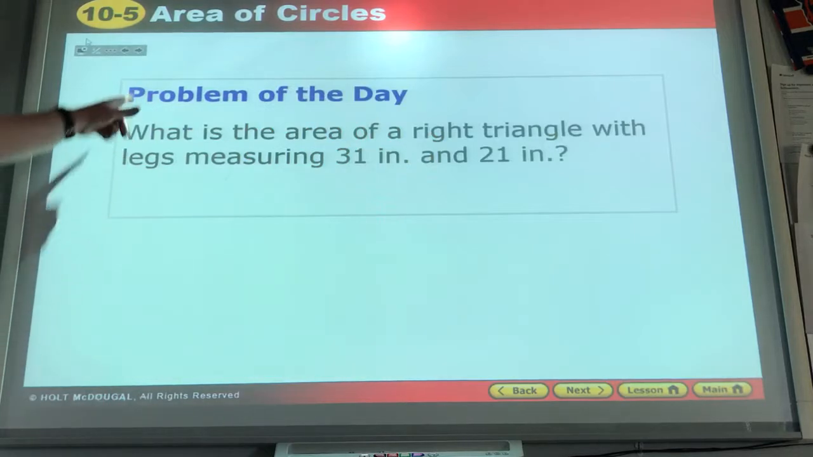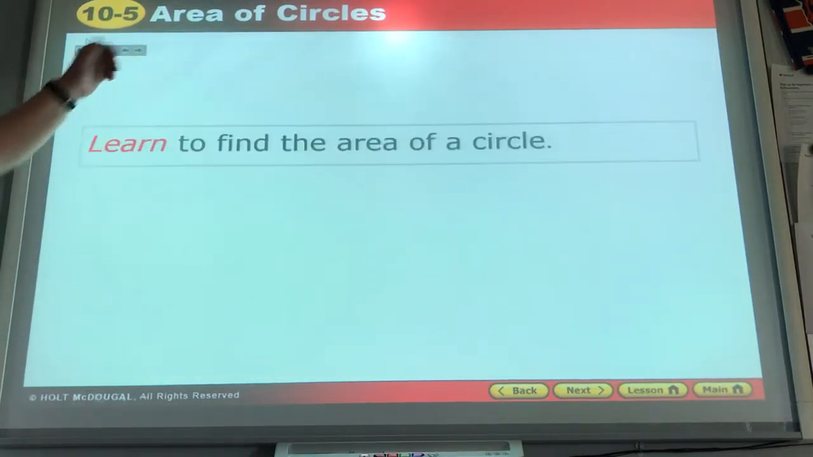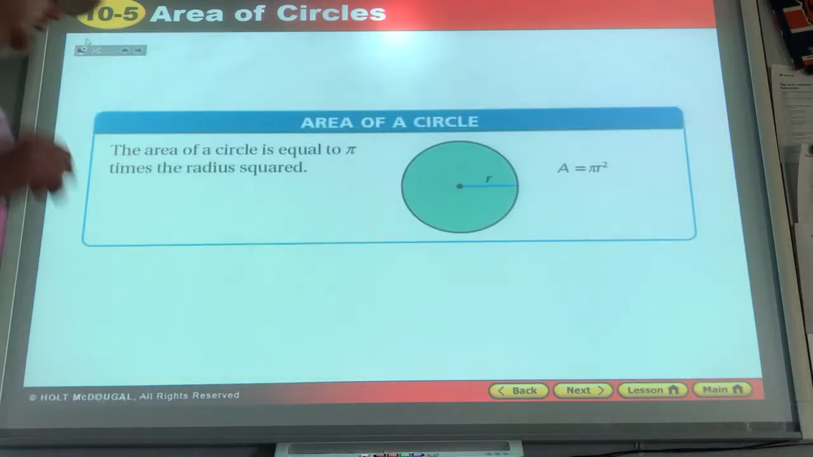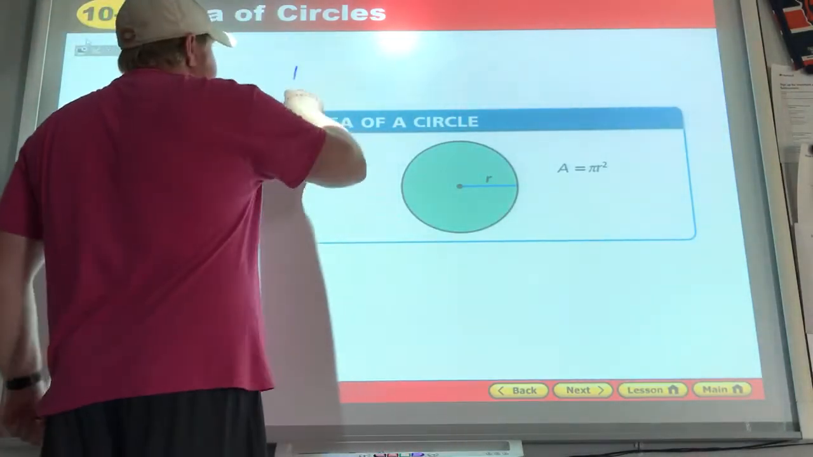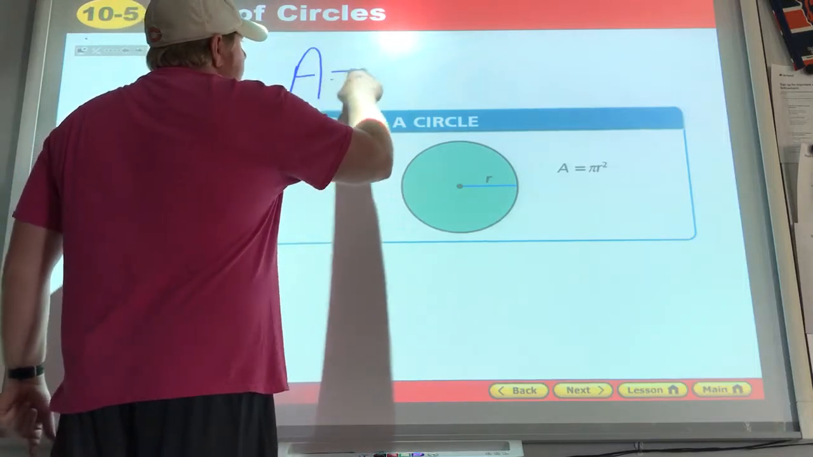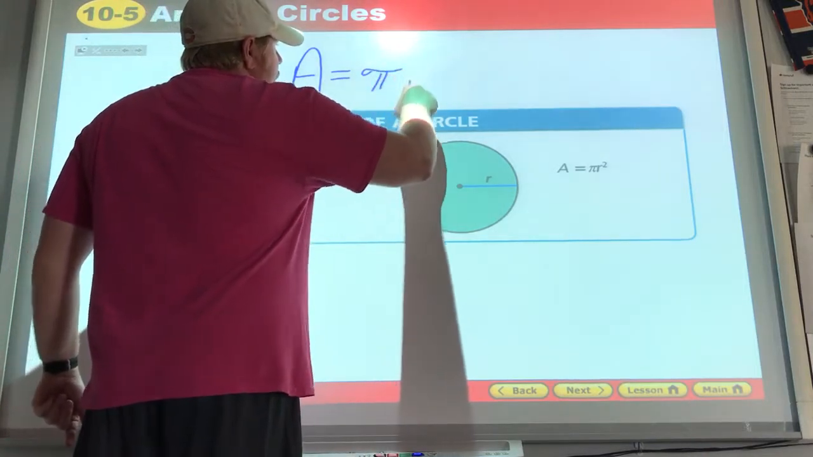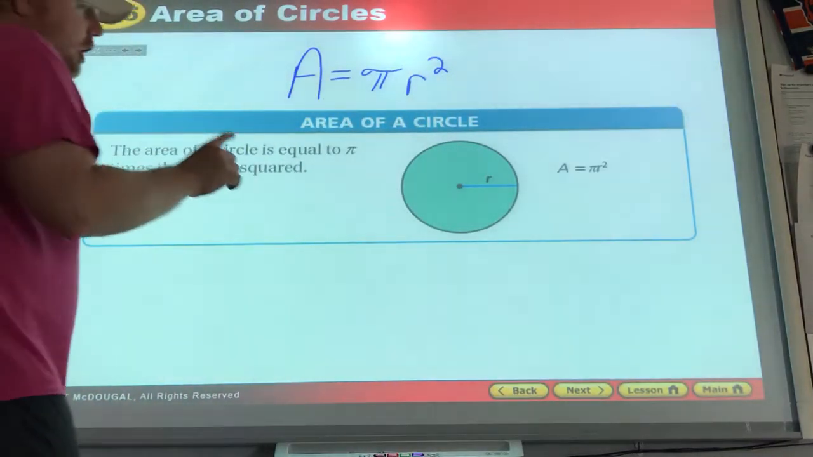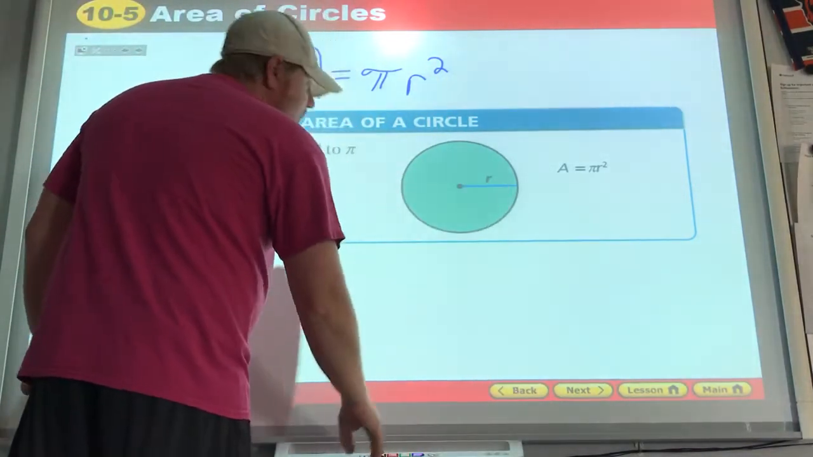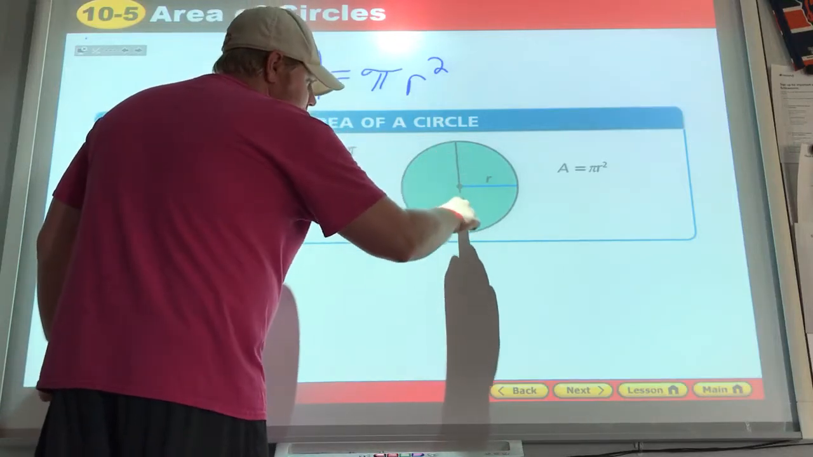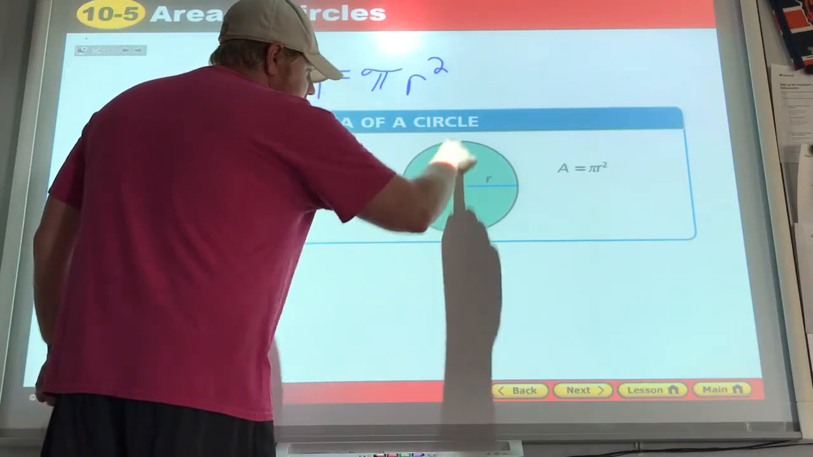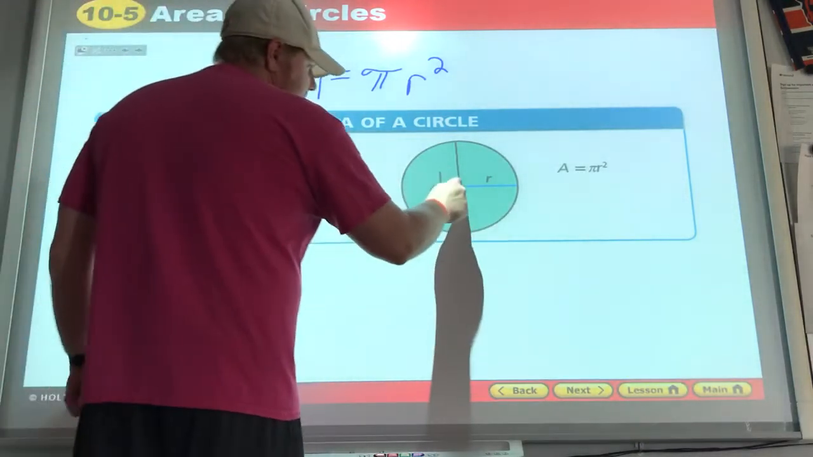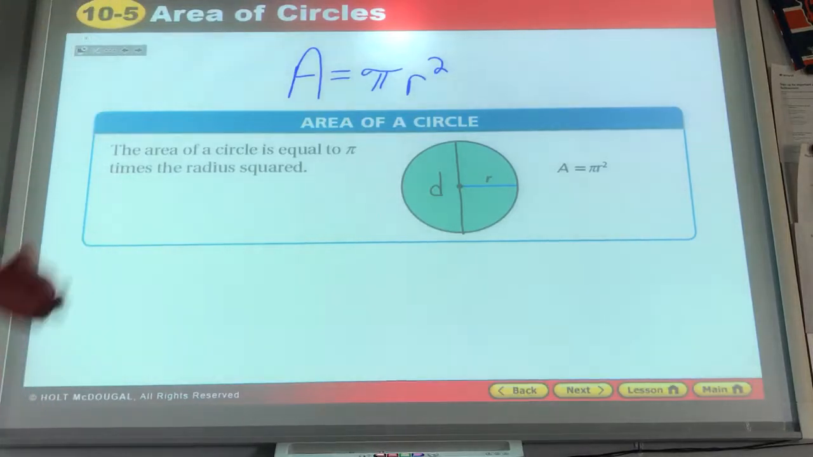All right, problem of the day. Good job. Learn to find the area of a circle. The area of a circle is pi r squared. R is the radius. Please don't forget, diameter is the whole distance across through the center. Radius is the distance from the center to the outside.